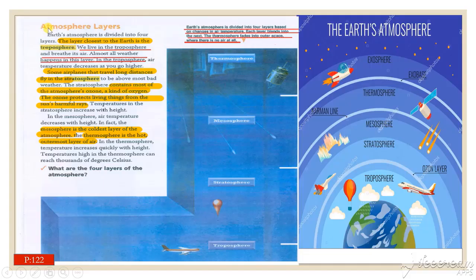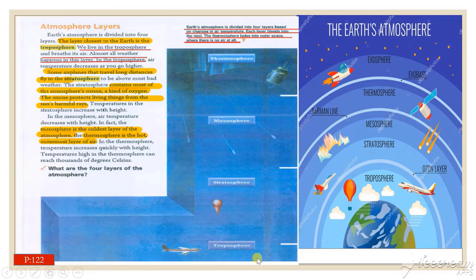But now we are studying atmosphere layers, page 122. Earth's atmosphere is divided into 4 layers based on changes in air temperature. Please try to focus on this point: the layers are based on changes in air temperature.